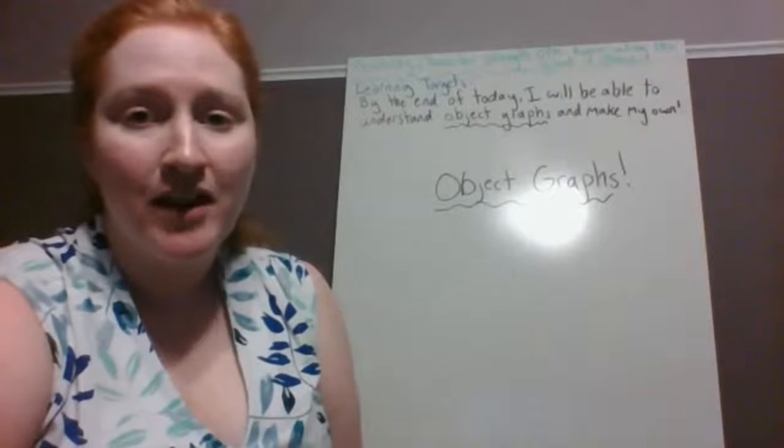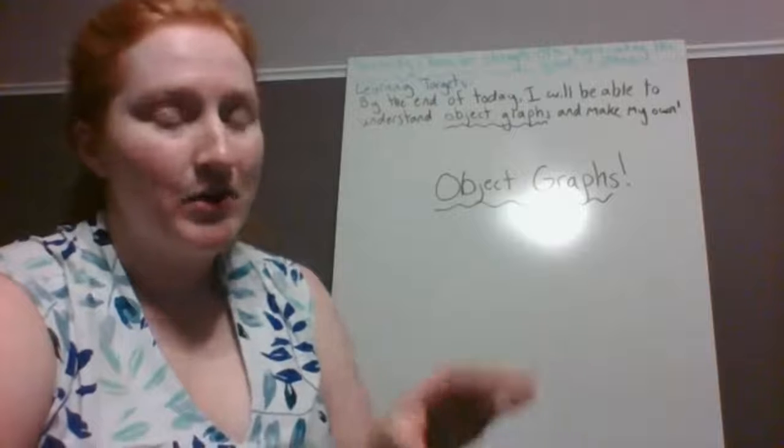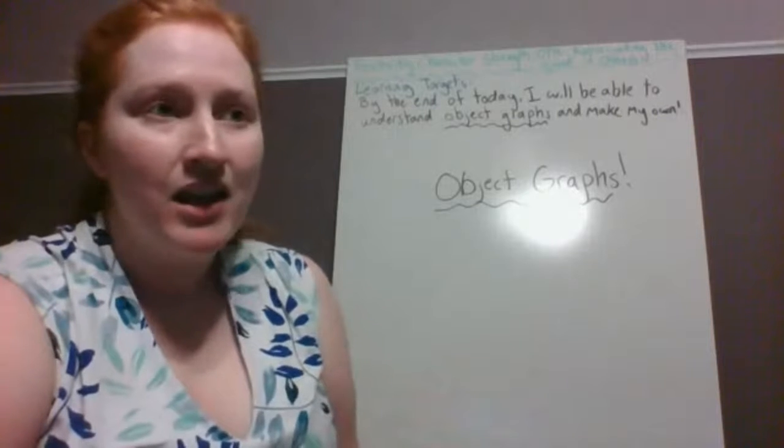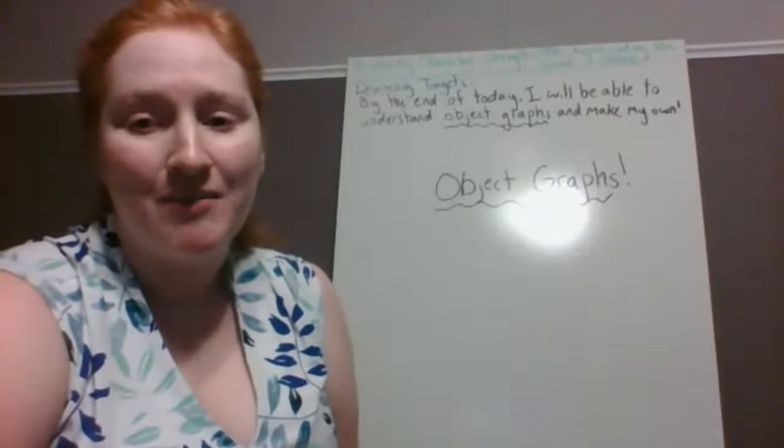Get a little piece of paper and write a title for it. Maybe you can label the sides like I did to label what the different things are. And if you want, take a picture of it and send it to me because I would love to see the object graphs you guys come up with.